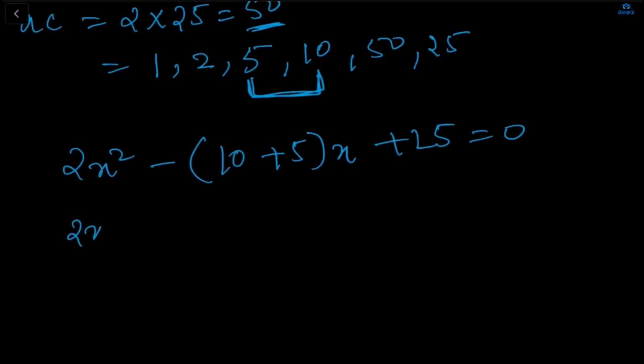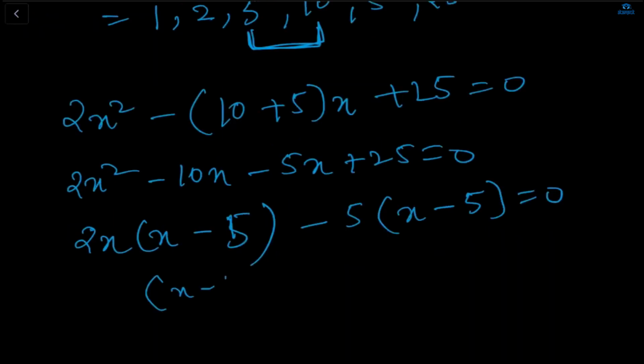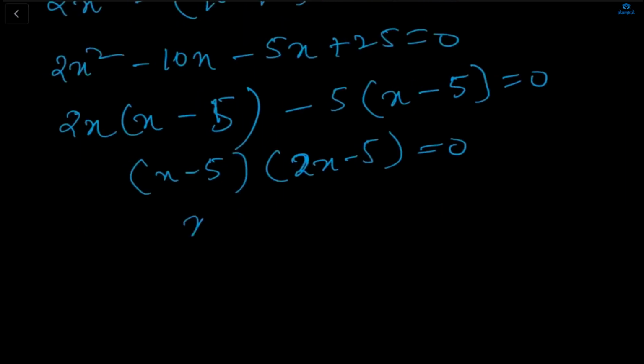So it will be 2x squared minus 10x minus 5x plus 25 is equal to 0. Now if you take common, 2x will be common, x minus 5, and here you can take minus 5 common, so x minus 5 is equal to 0. So x minus 5 and 2x minus 5 is equal to 0. What will you get? x is equal to 5, and x is equal to 5 by 2. Understood? The two roots here are x is equal to 5 and x is equal to 5 by 2.